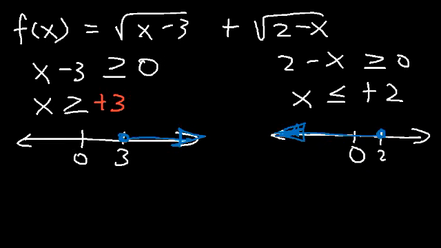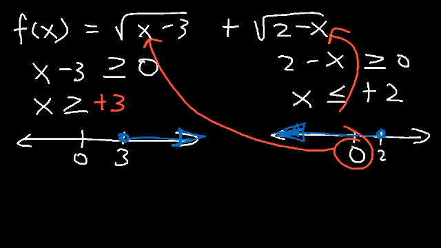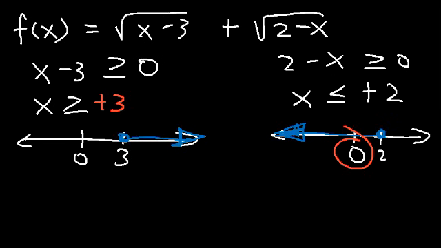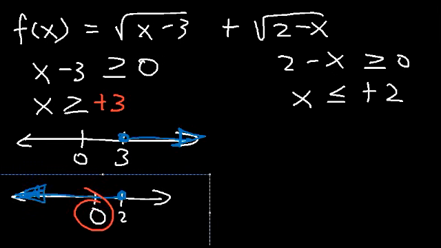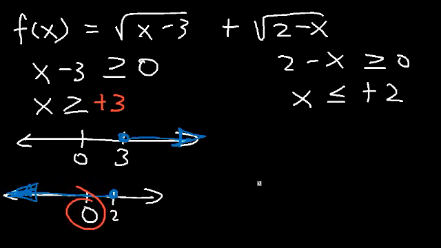Now, if you check this region, let's say you plug in a number less than 2, let's say 0. 0 is okay for this function. 2 minus 0 is a positive number, but it doesn't work for this function. 0 minus 3 is negative. So if you put the two graphs next to each other, notice that there's no region in which they're shaded. There's no region where both number lines are shaded. Therefore, there's no solution.